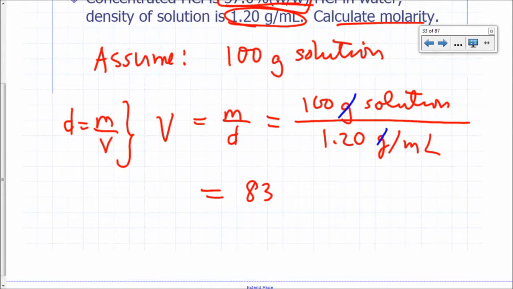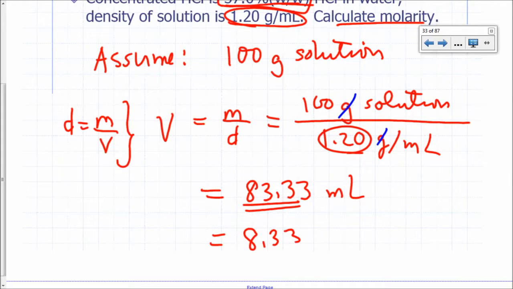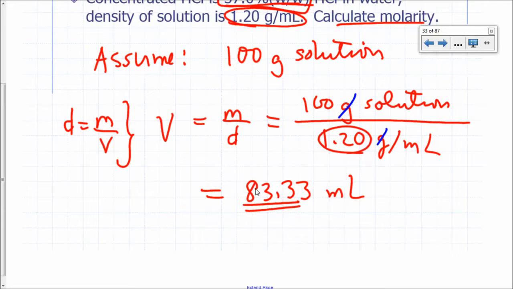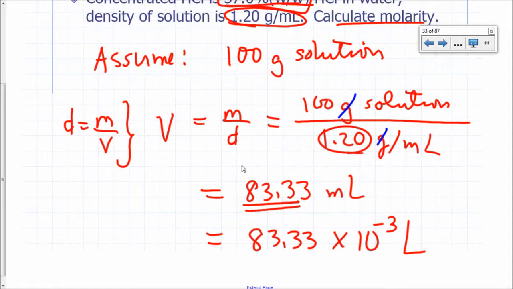So it's 83.33 milliliters. Keeping in mind, I only have 3 sig figs here since 1.20 only has 3 sig figs. I can say it's 83.33 times 10 to the negative third, since milli means 10 to the negative third, right? So times 10 to the negative third liters. So I know my volume.